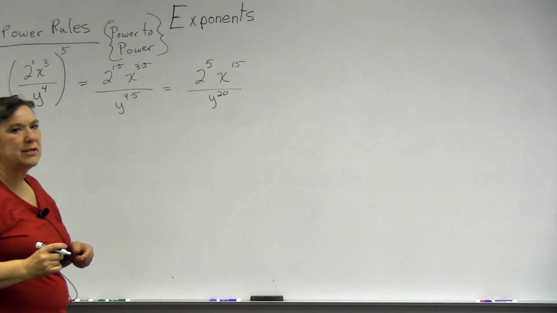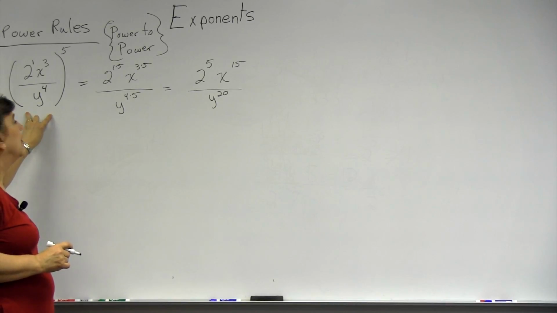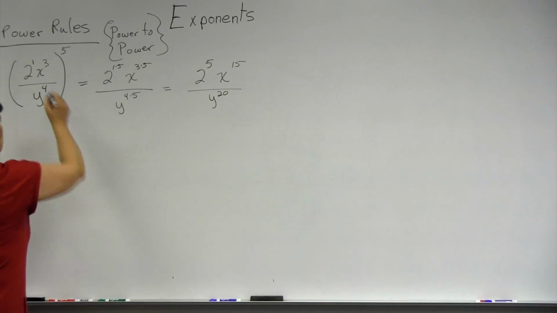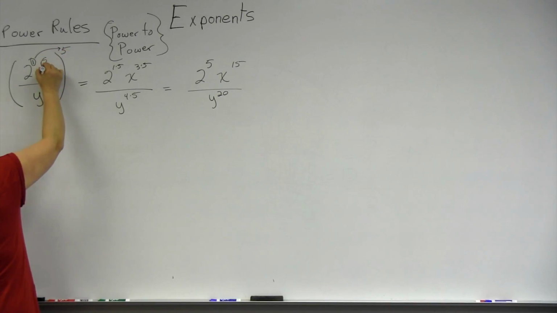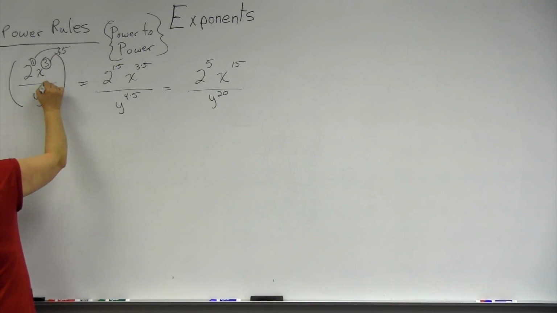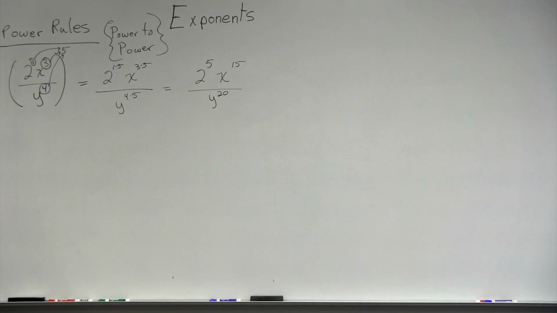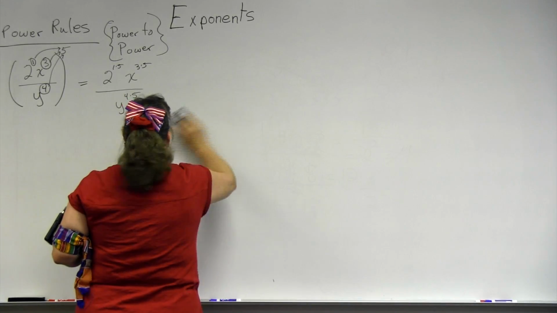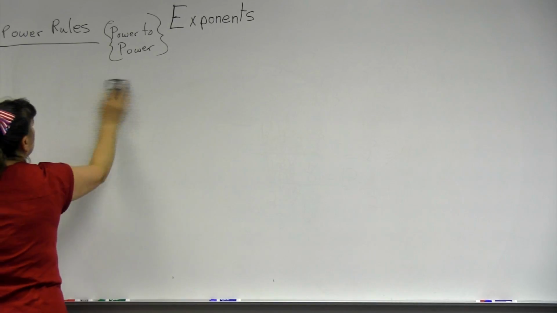Now, we could go back to the definition and write this down 5 times like we did the first one, but that gets pretty long. But you can use that to get there. So the power rule is you take the power that's with your base, multiply it times the power outside. And that's what happens on a power to power rule. Okay? So that's the 2 basic forms of that power rule.